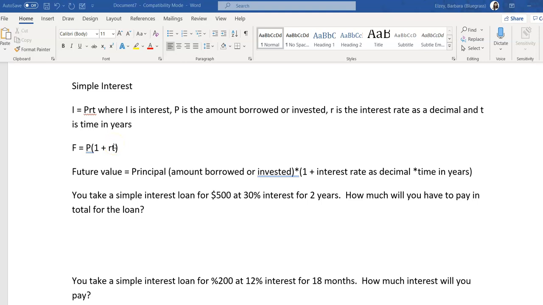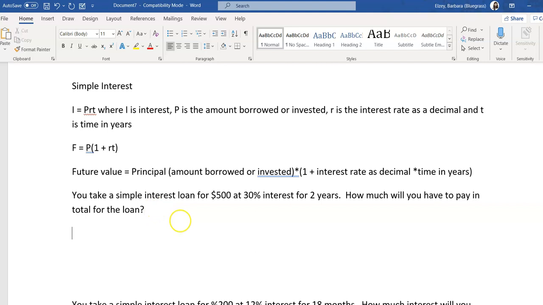You take a simple interest loan for $500 at 30% interest for 2 years. How much will you have to pay in total for the loan? So we want to know the future value of the loan. How much are we going to end up paying for this $500 that we borrowed? All right, so we want to know F. So that's still our variable.